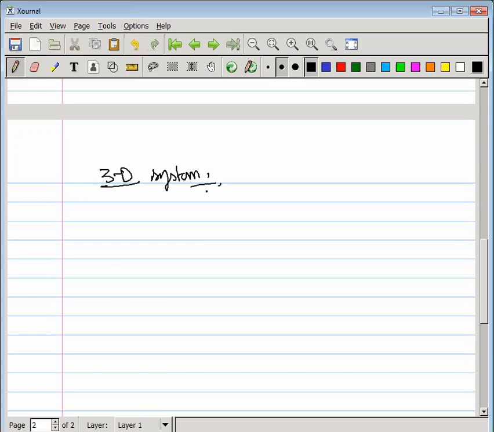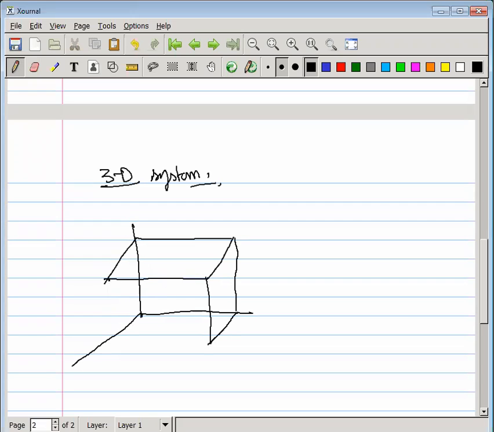3D system, what happened here? In the 3D system, if we consider the Cartesian coordinate system, see here, this is x, this is y, this is z. So this is the Cartesian coordinate system, and in this coordinate system, suppose you have to define Fx.